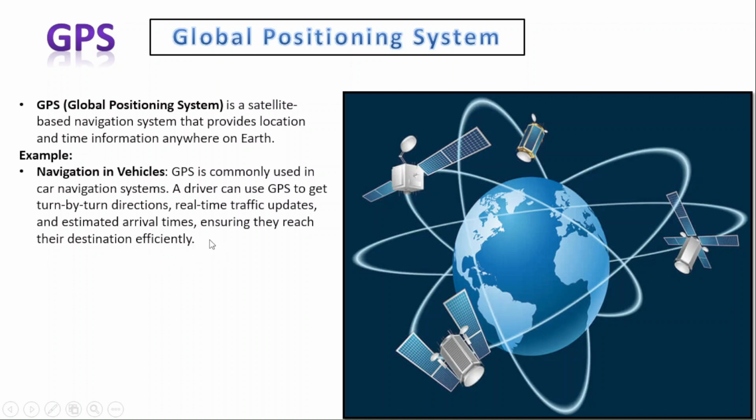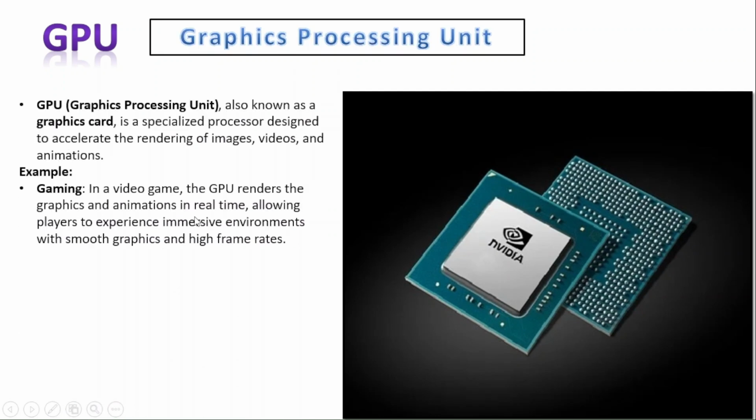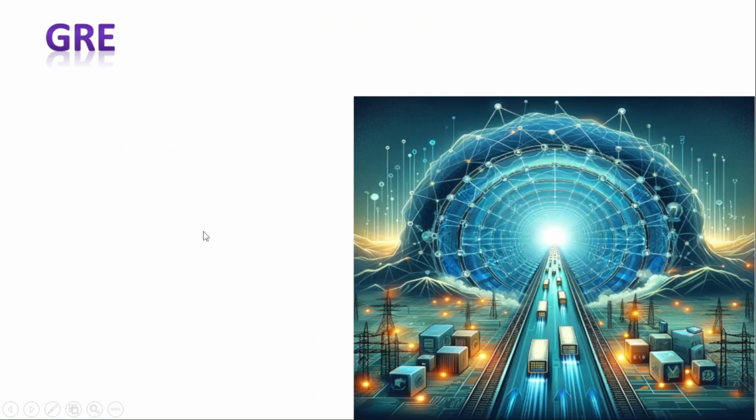destination efficiently. GPU, that is Graphics Processing Unit. So GPU, Graphics Processing Unit, also known as graphics card, is a specialized processor designed to accelerate the rendering of images, videos, and animation. Example, gaming. In a video game, the GPU renders the graphics and animations in real time, allowing players to experience immersive environments with smooth graphics and high frame rates.